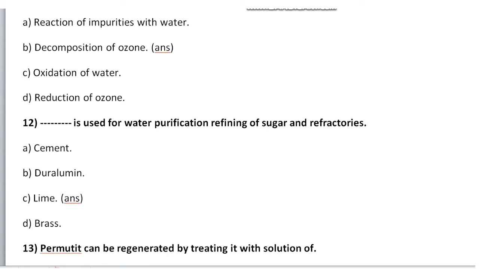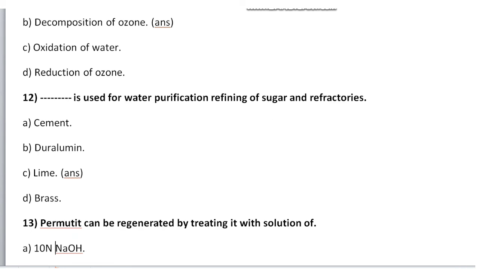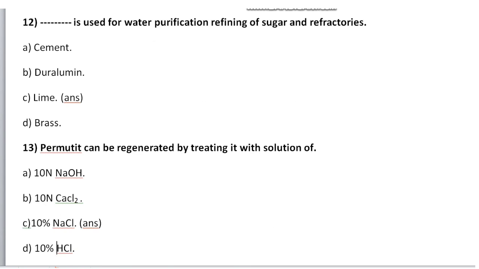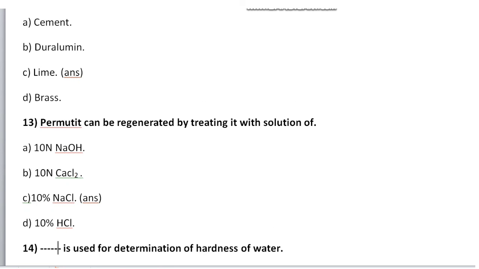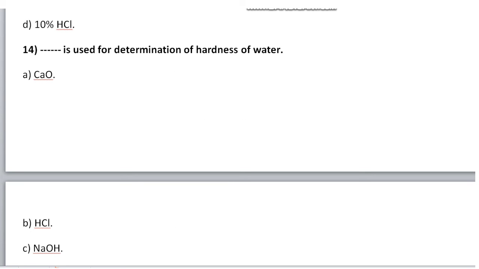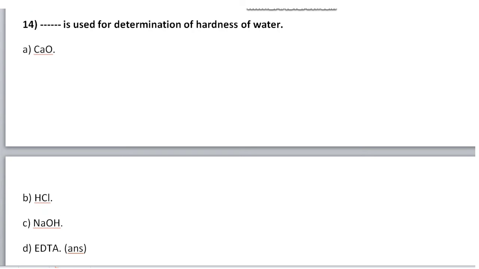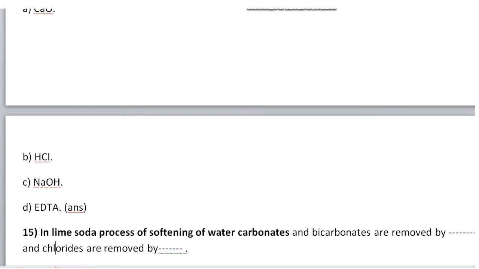Dash is used for water purification, refining of sugar and refractories. Lime is used for water purification, refining of sugar and refractories. In all these three, lime is used. Then permutit can be regenerated by treating it with a solution of 10% NaCl. Then dash is used for determination of hardness of water. For determination of hardness of water, EDTA is used, known as ethylene diamine tetraacetic acid.